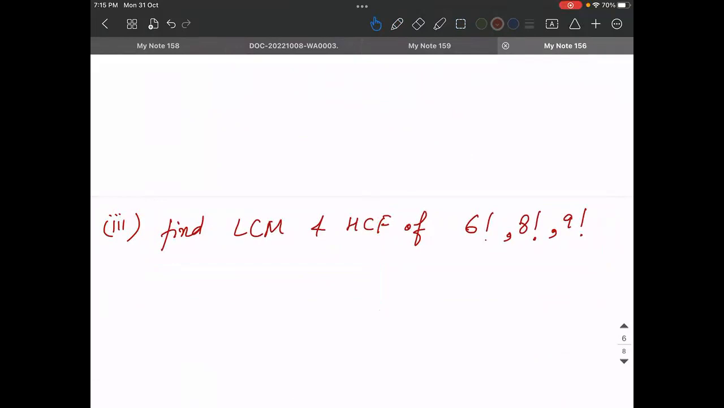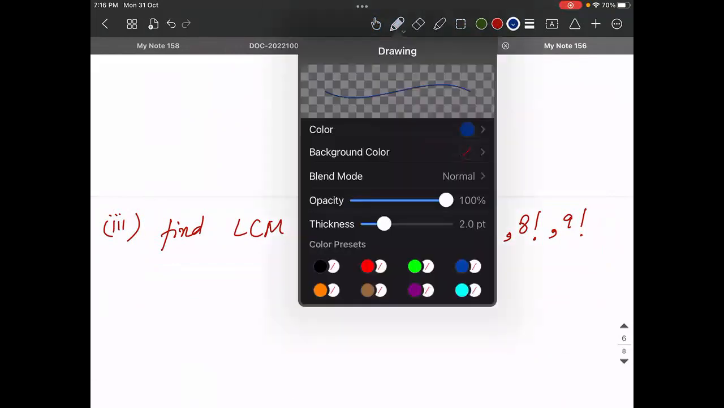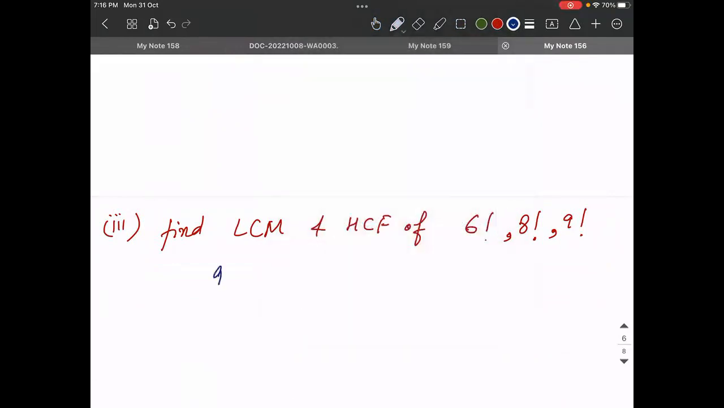LCM and HCF. Murli, you did? You tried? Not sure. Okay. How will you proceed for this one? Just write down, 9 factorial is equal to what? You have to write everything in terms of 6 factorial because 6 factorial is the smallest. So write first 9 factorial in terms of 6 factorial. How do you write it? 9 into 8 into 7 into 6 factorial, right?